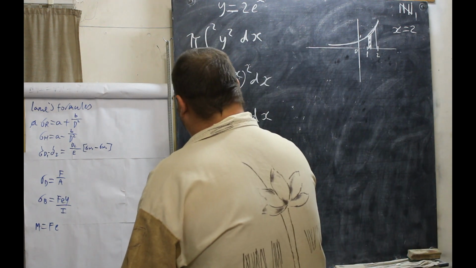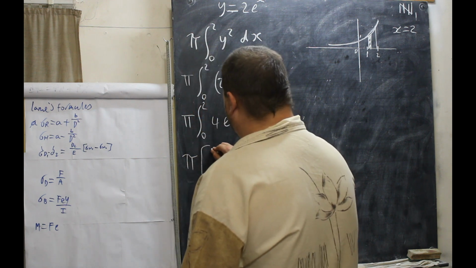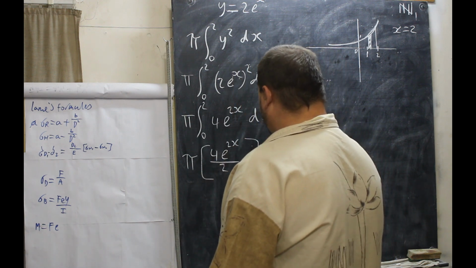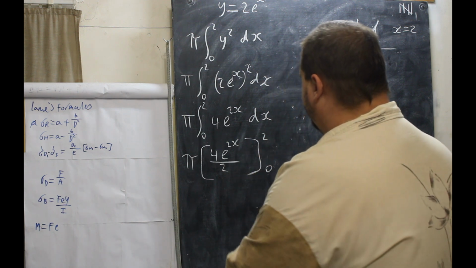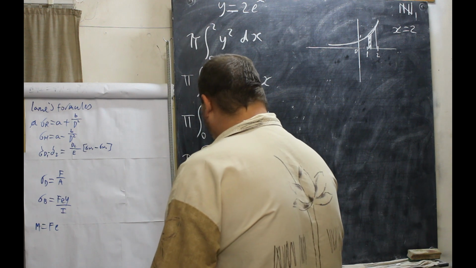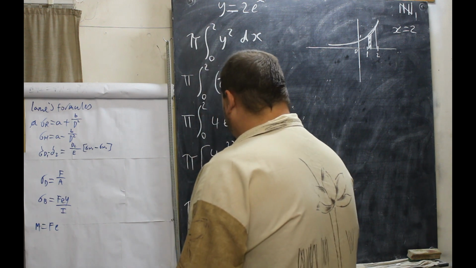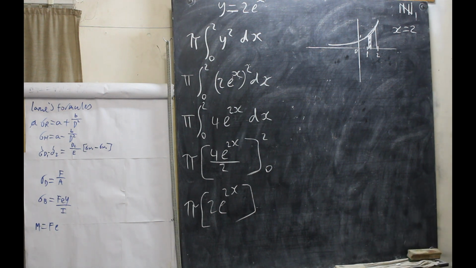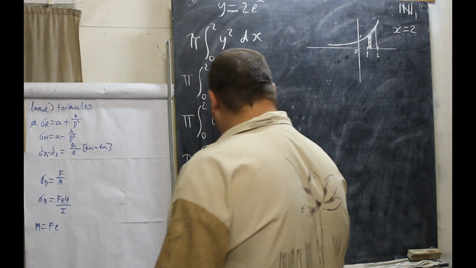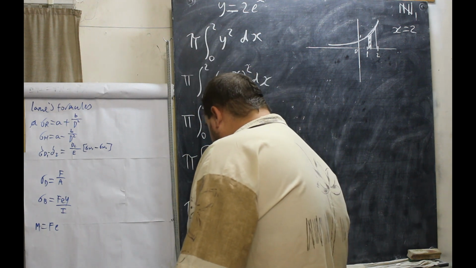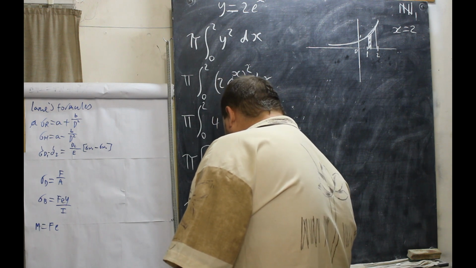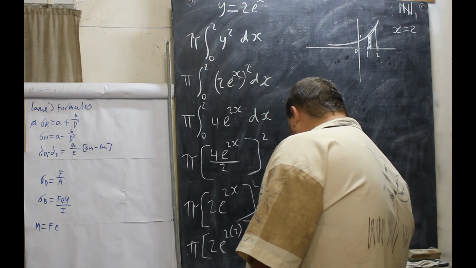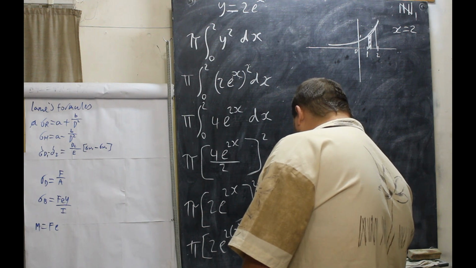So when we integrate, we go pi times the integral of 4e to the 2x, all over 2, with limits 2 and 0. So we've got pi times 2e to the 2x, now that's from 0 to 2. Pi times 2e to the 2 times 2, minus 2e to the 2 times 0.